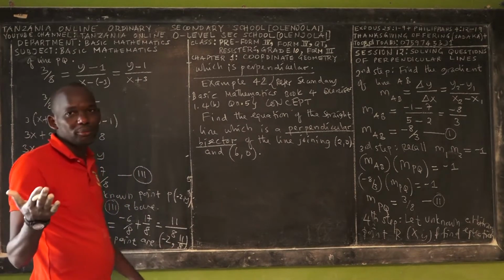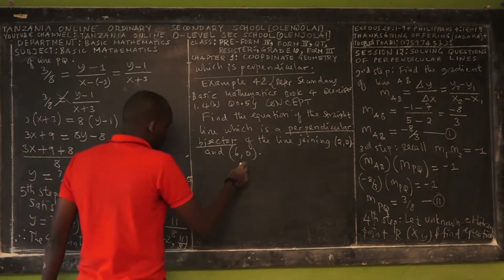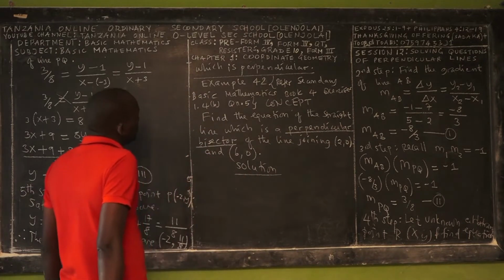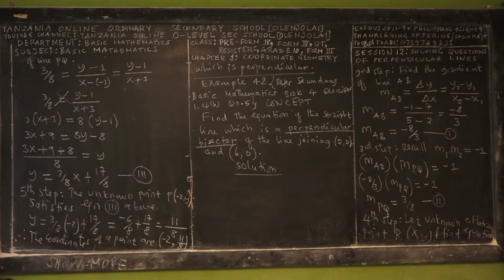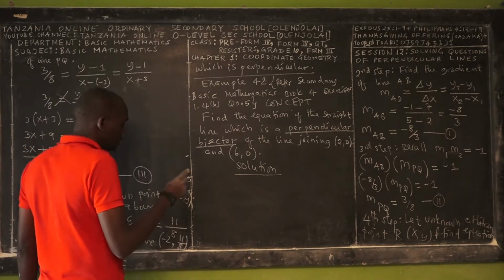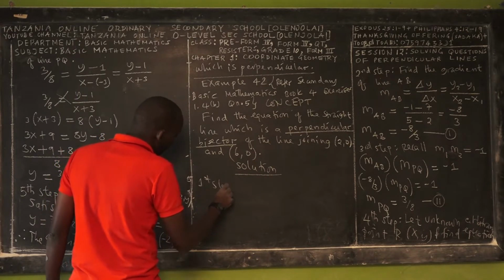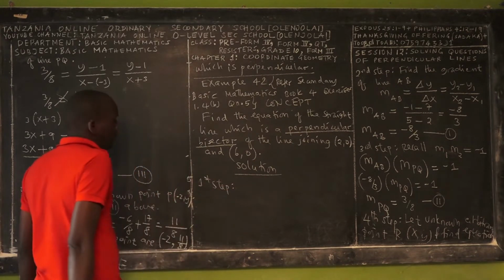Thank you for pausing the video. Now let us solve together. Solution. We have to find the equation of the straight line which is the perpendicular bisector. Before we do anything, the first step is to define perpendicular bisector.